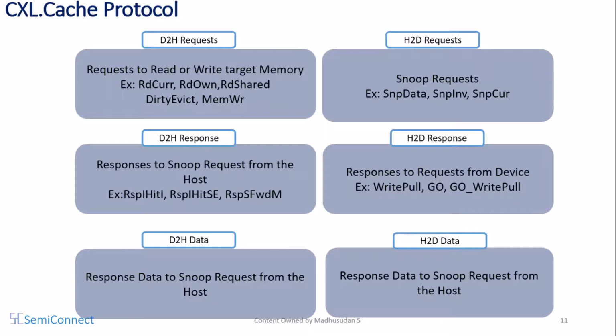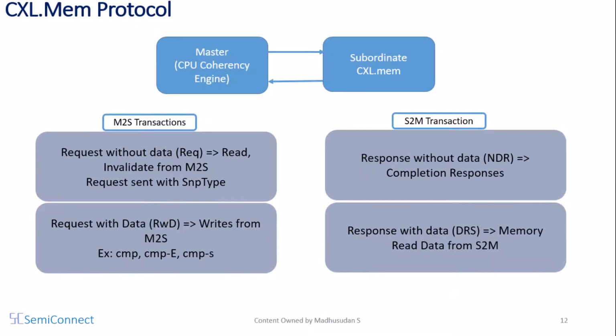And then you have the H2D data and D2H data, which is nothing but the cache line itself, along with some information which helps in understanding that data. So this is the cache protocol. And then there is CXL.Mem. As part of CXL.Mem, you have a master and subordinate topology. The master is the CPU coherency engine, and the subordinate could be, let's say, the CXL.Mem device. So you have M2S transactions, and then there are S2M transactions.